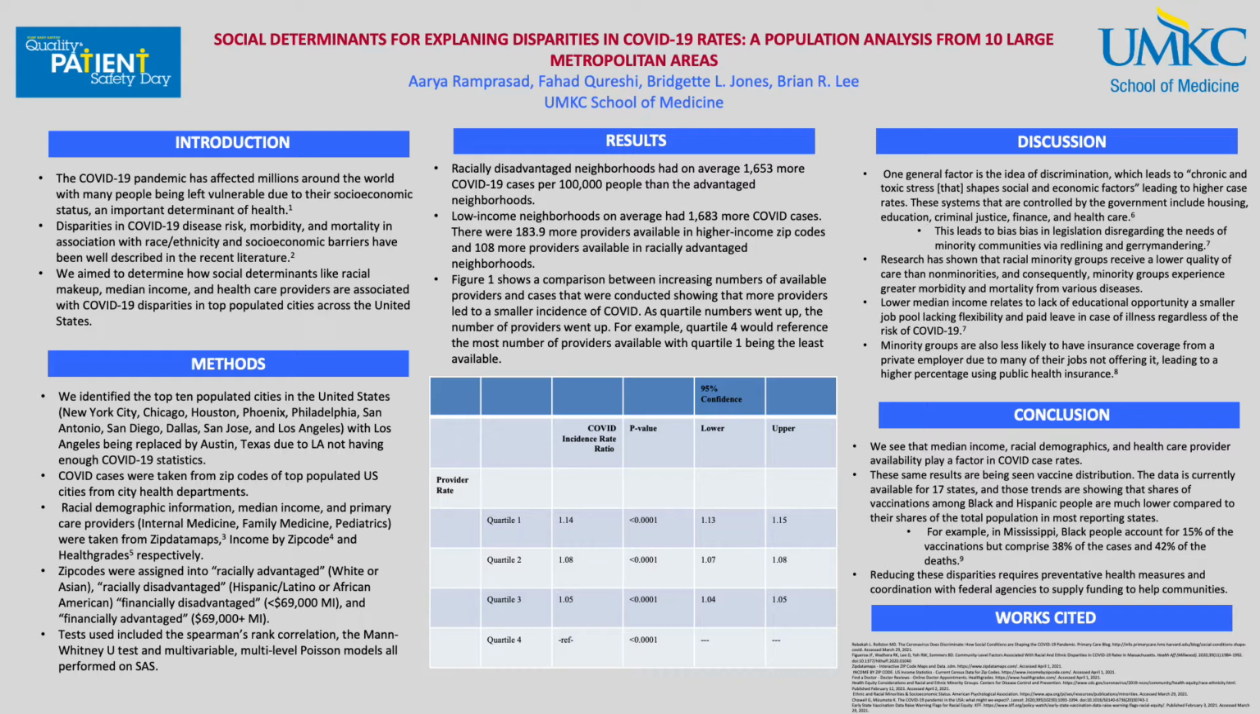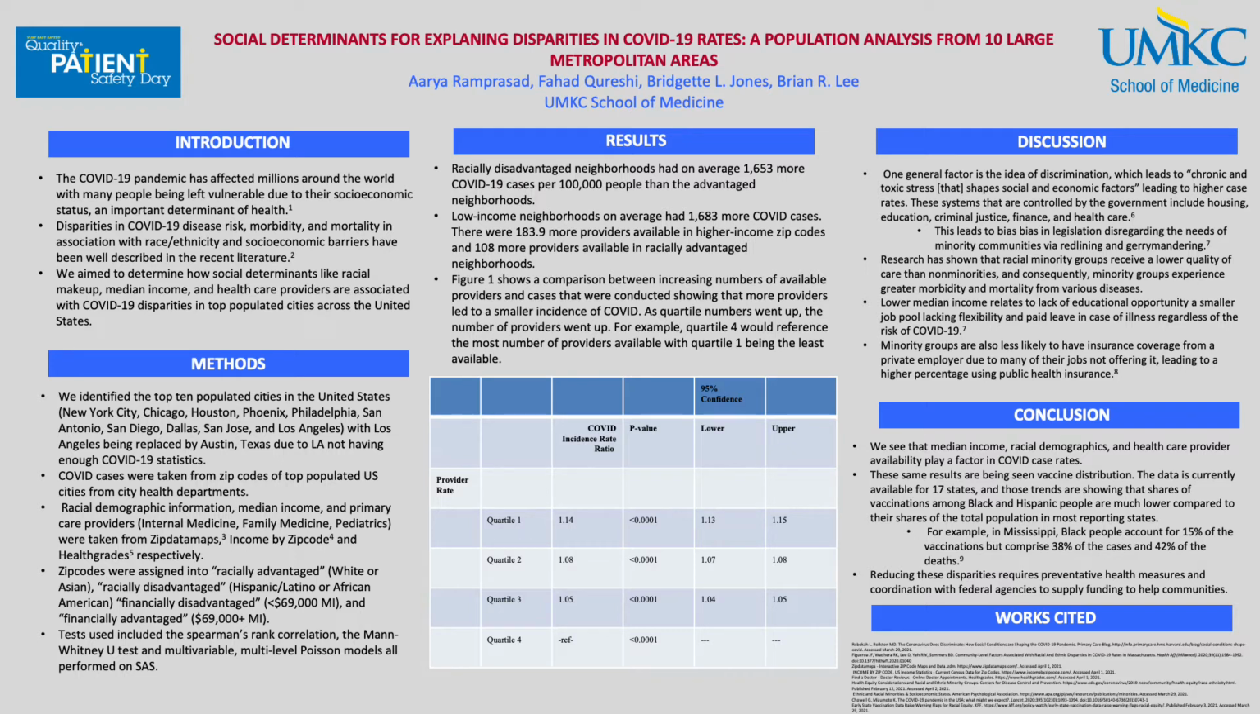These zip codes were assigned into racially advantaged, which was made of white or Asian, and racially disadvantaged, which was made of Hispanic/Latino or African American, as well as financially disadvantaged, which was a median income of less than $69,000, and finally advantaged, which was above $69,000. Tests that we included were the Spearman's rank correlation, the Mann-Whitney U test, and multivariate Poisson models that were all performed on SAS.